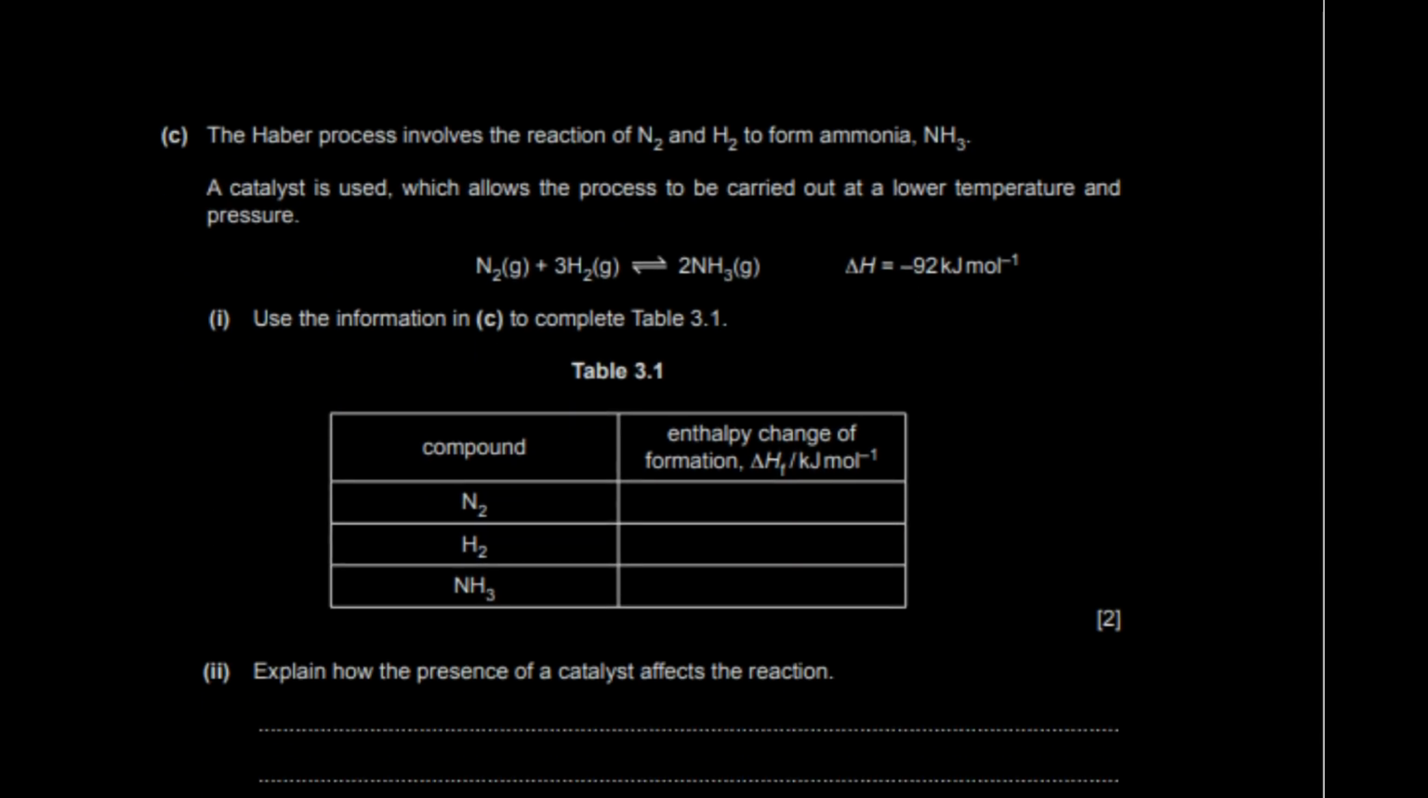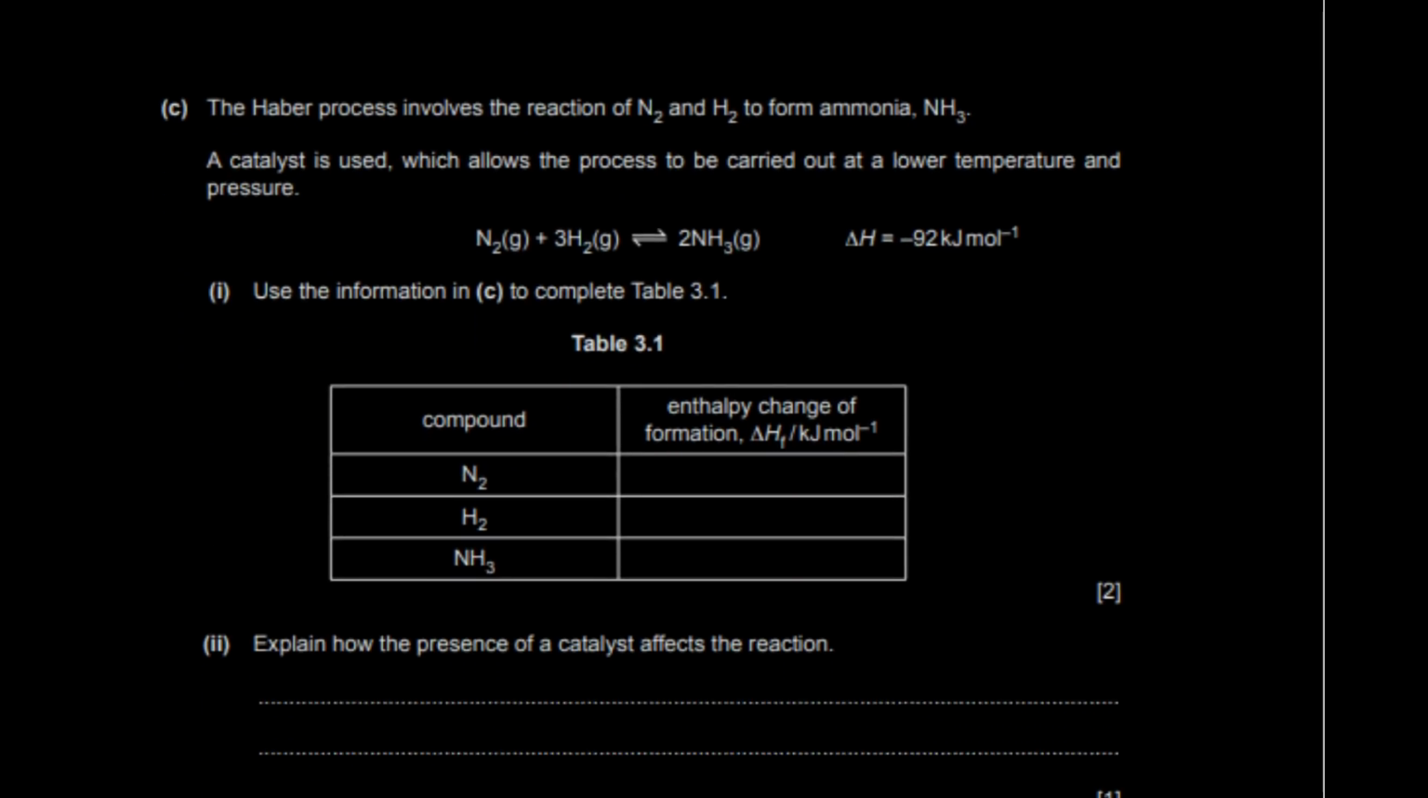Next. The Haber process involves the reaction of N2 and H2 to form ammonia. A catalyst is used which allows this. The enthalpy change for the reaction is negative 92, right? Now use the information and complete the tables. Because I have taught chemical energetics before this, I have added such questions again here in this chapter. So my questions repeat based on the chapters that I have taught. And this is how you're going to get a clear sense as to how questions are properly tested in the exam.